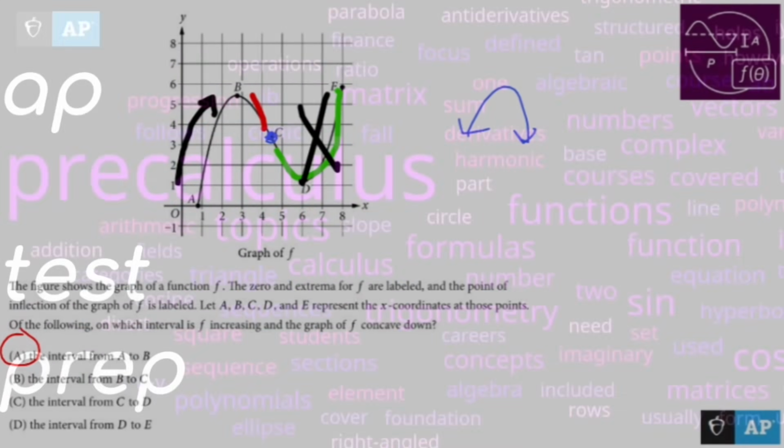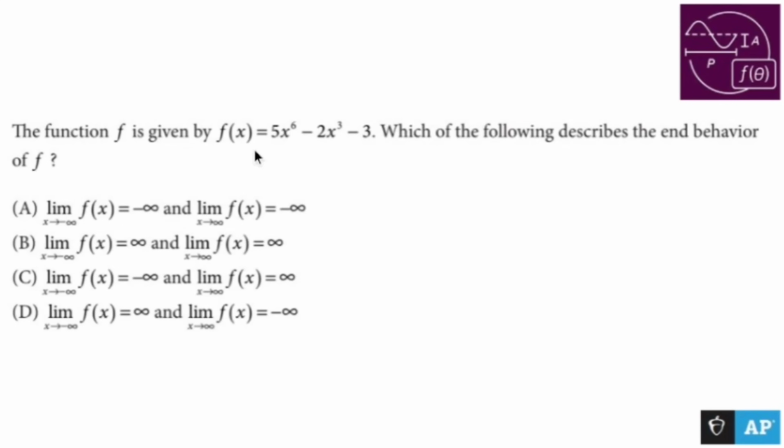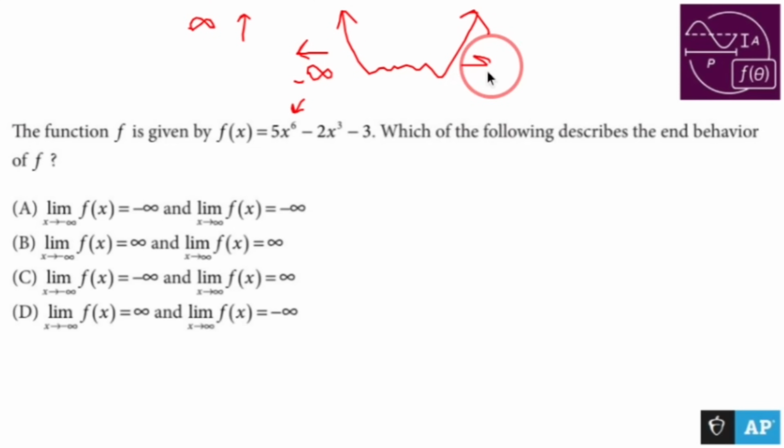That's my guy. The function f is given by f of x equals 5x to the 6th minus 2x to the 3rd minus 3. Which of the following describes the end behavior of f? All right, well, what we have here is an even degree function, and the leading coefficient is positive. So if it's even and it's positive, whatever happens in the middle, it is going to look like that. As we approach negative infinity, it hits positive infinity. As we go to the right, towards infinity, it also goes towards positive infinity.